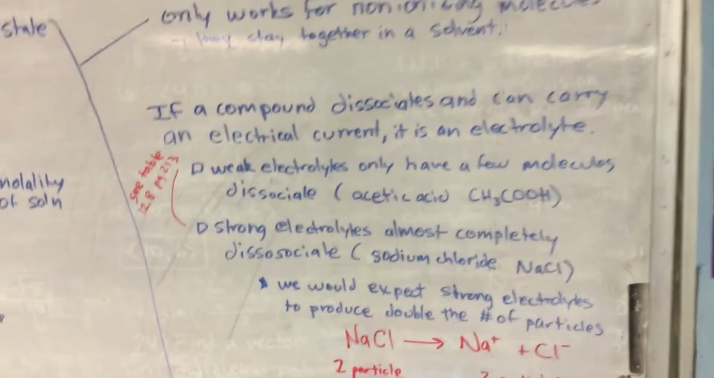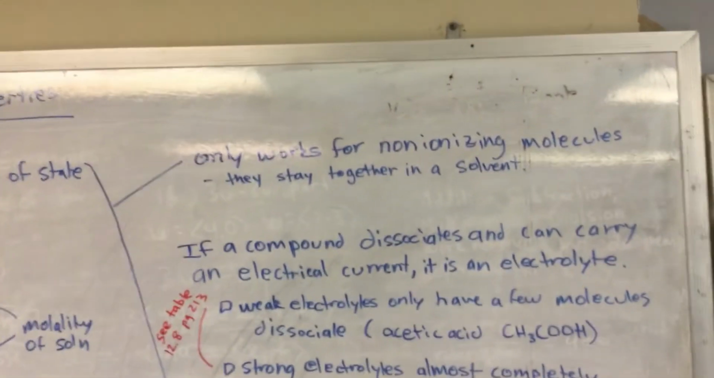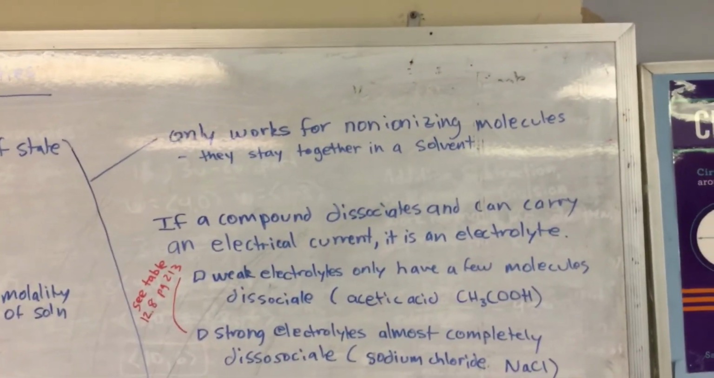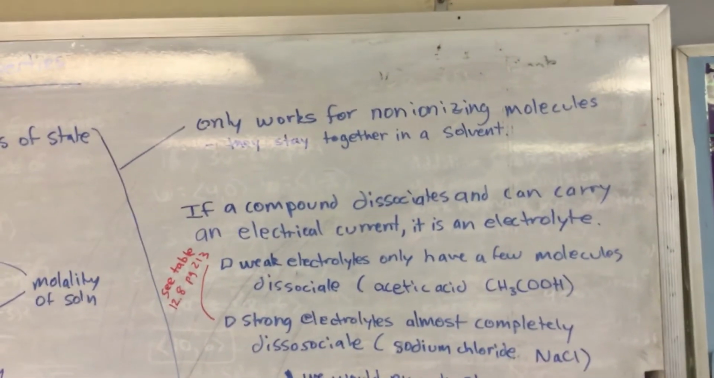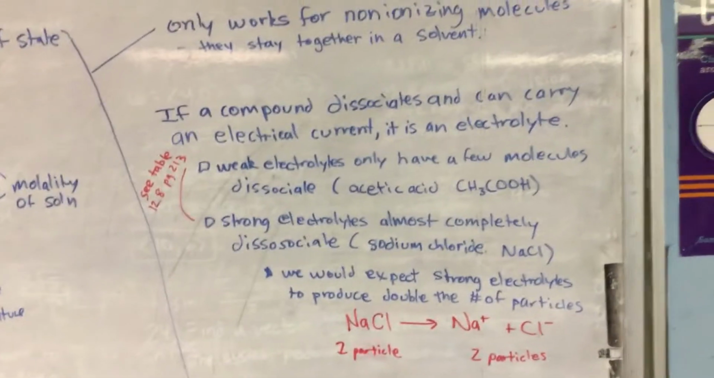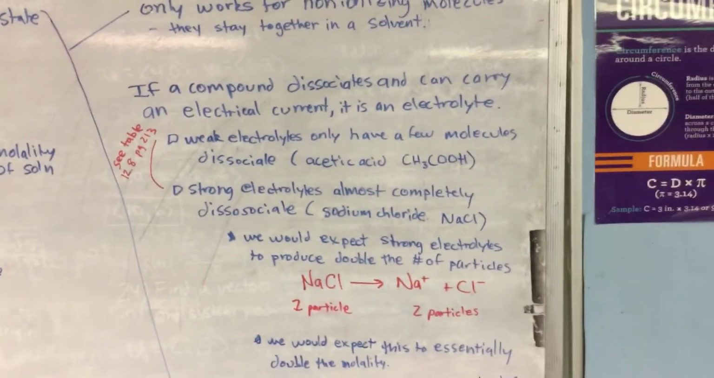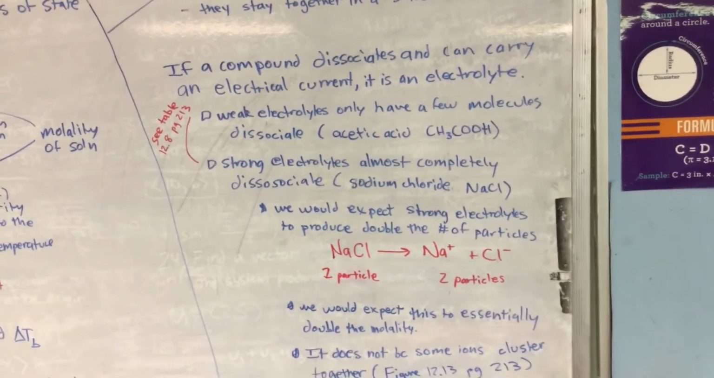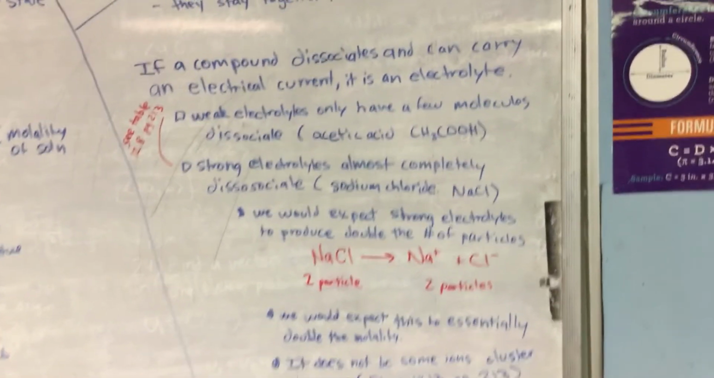The last thing from today's lesson, everything that we just covered for vapor pressure only works if the molecules do not ionize, if they don't break apart. If they break apart, none of that works, okay? So, compounds that break apart or dissociate and can carry an electrical current are called electrolytes.